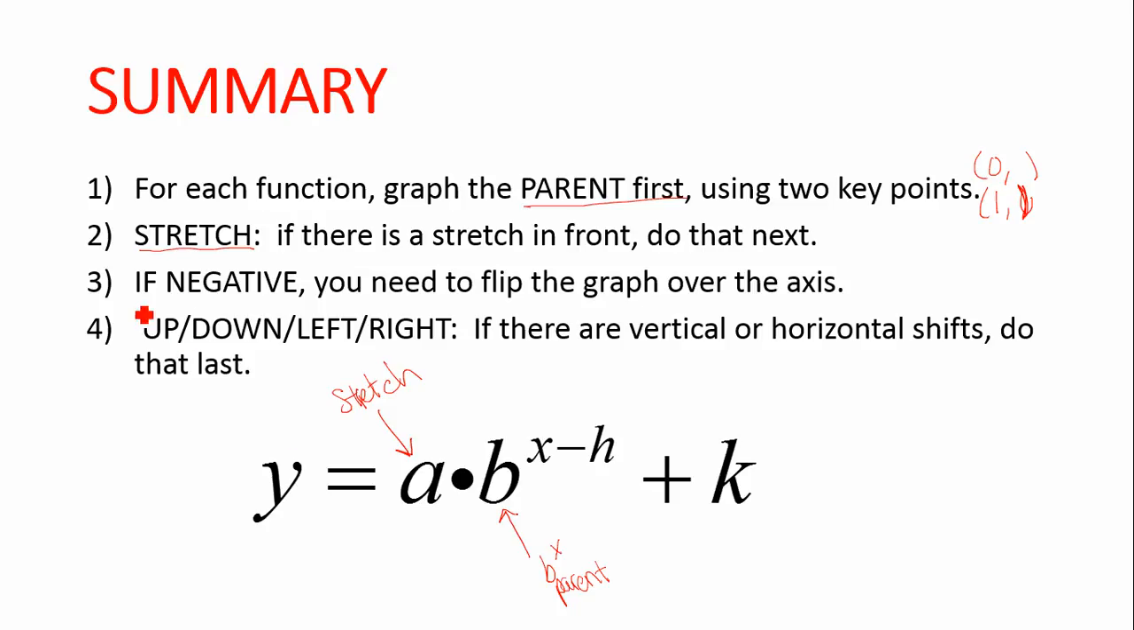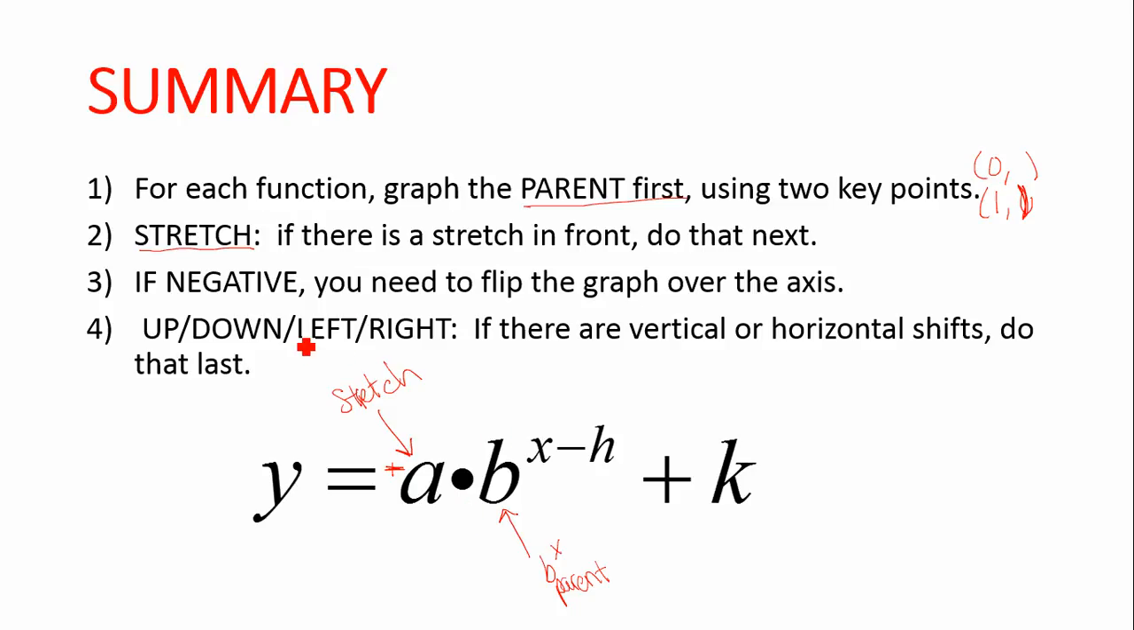Nice. And then if there's a negative here, then we would incorporate a flip over the x-axis. But most of the time that's going to be positive, okay? We would flip or reflect over the x-axis if that thing is negative. That would be step 3.